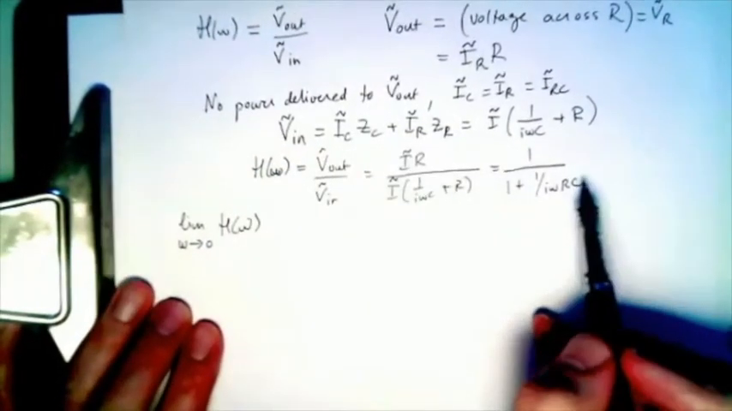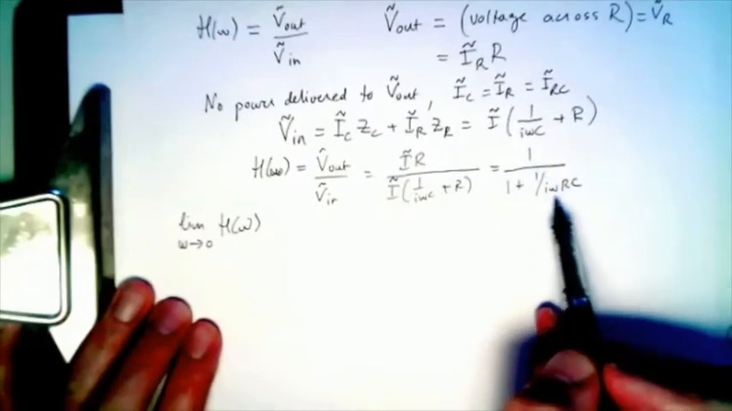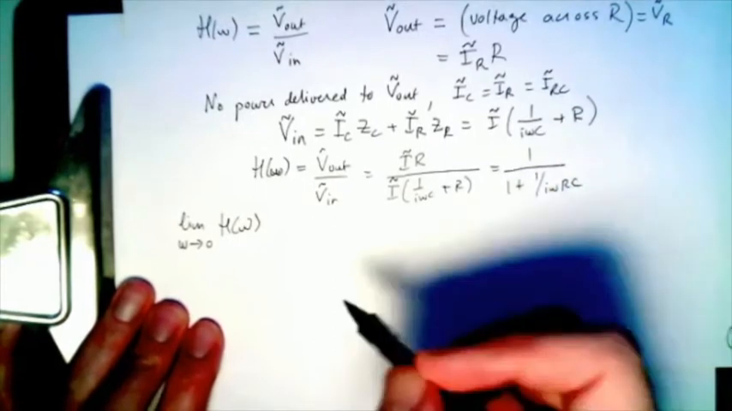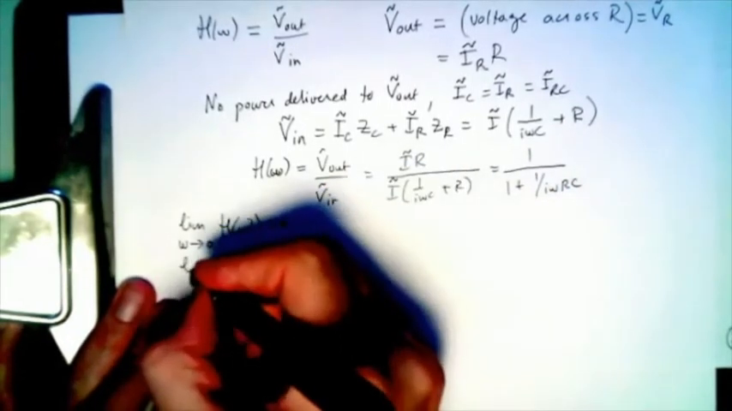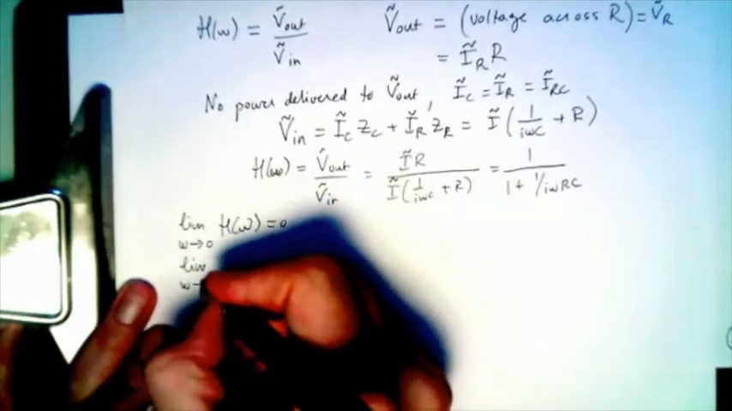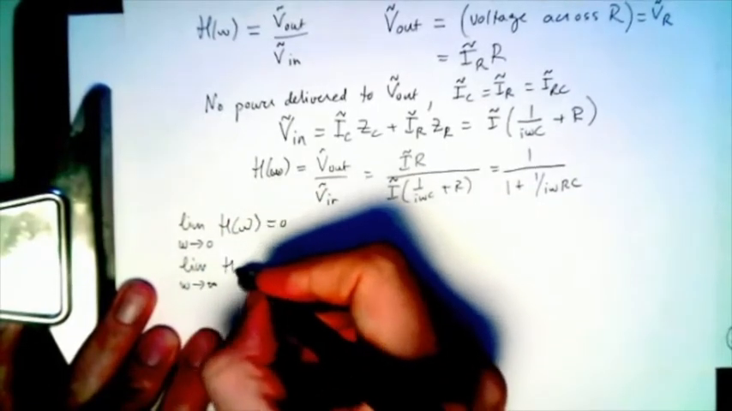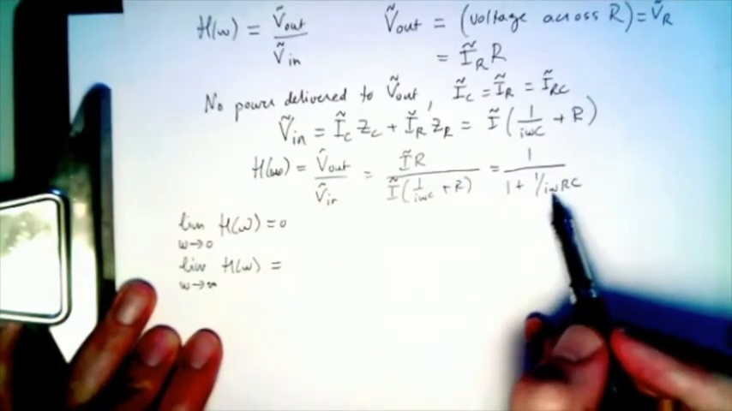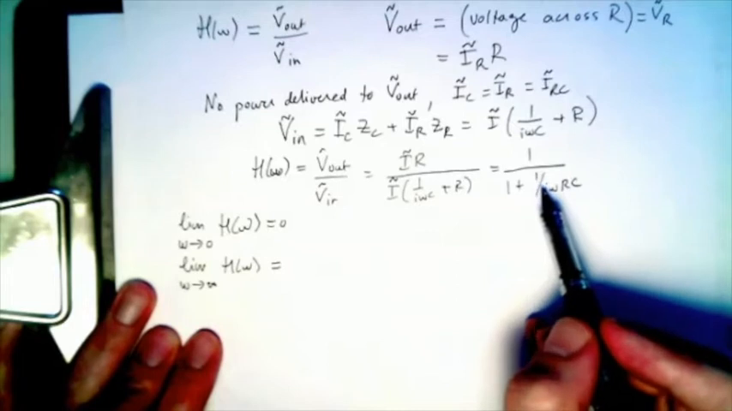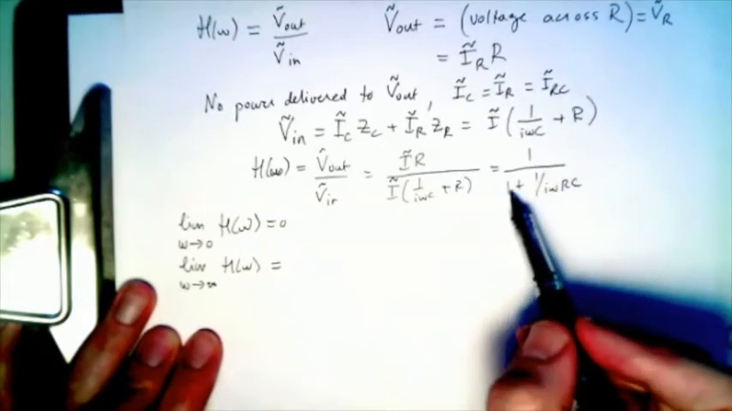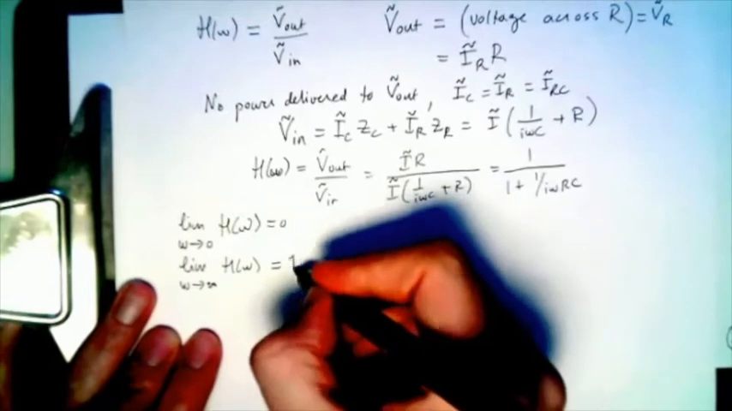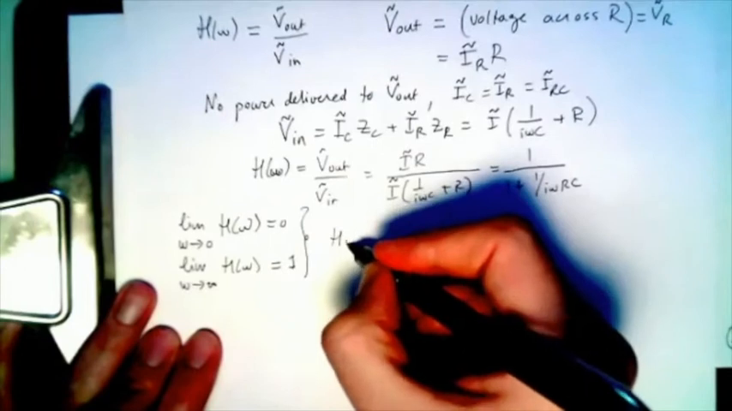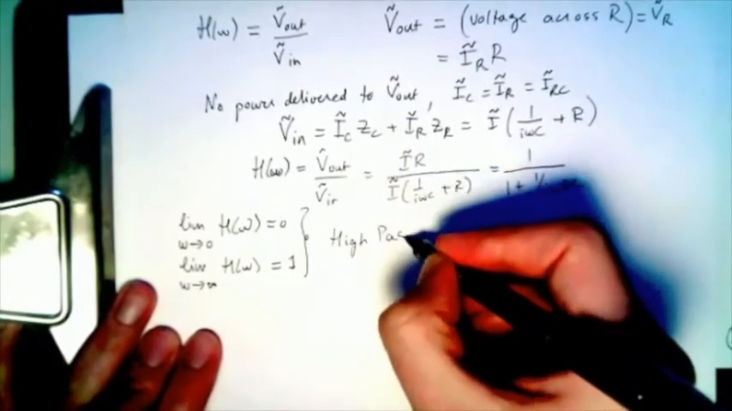Okay, now take omega going to 0, so you get 1 over omega here, that goes to infinity, so you get 1 over infinity, that's 0, so this is 0. The limit of omega going to infinity is, well, 1 over infinity is 0, so 1 over 1 plus 0, that's 1. So this does the exact opposite of what we had before, so this is a high pass filter.